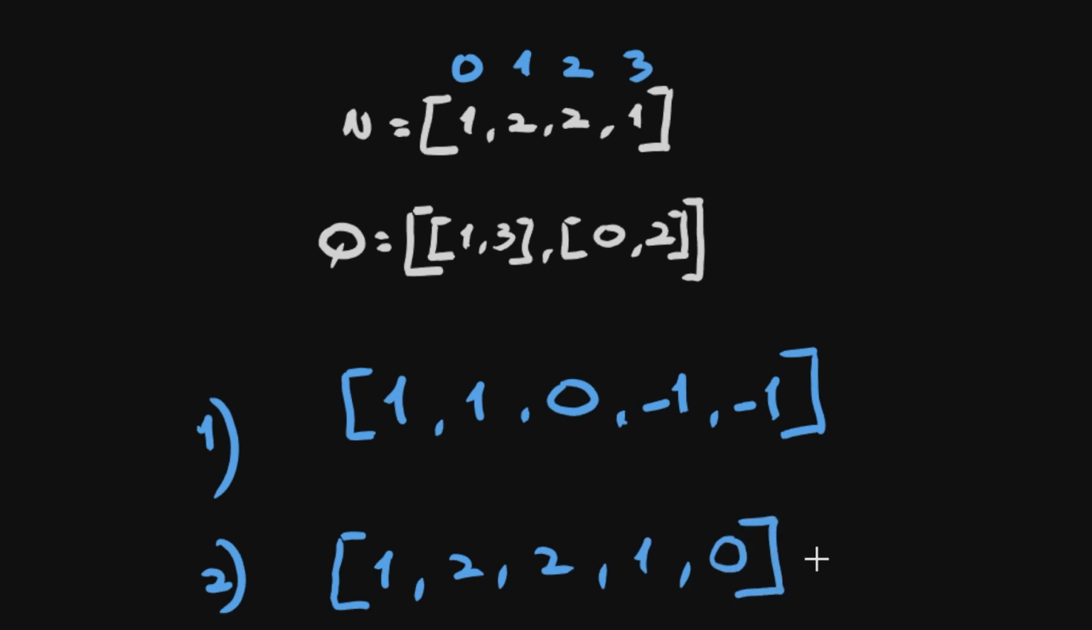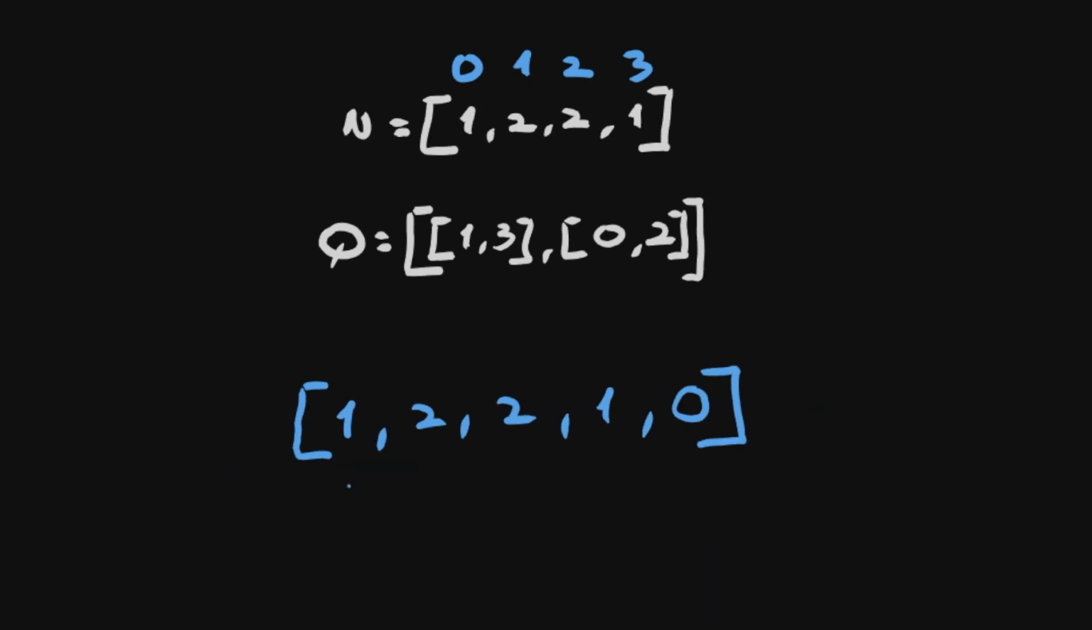And now look what we have here. Here we have the result of these queries one by one. So from 1 to 3 we added a 1. Here we added 1 in each of these elements. And from 0 to 2 we did the same. So here we added 1, here we did the same, and here we did the same.